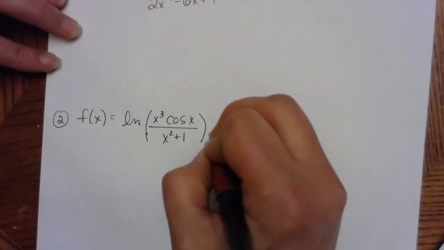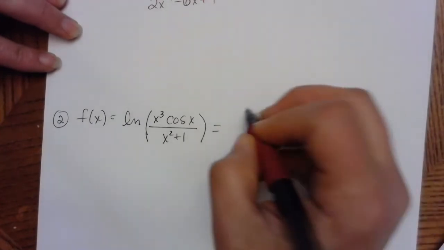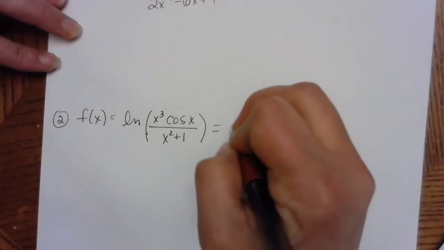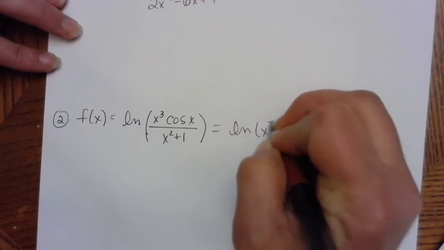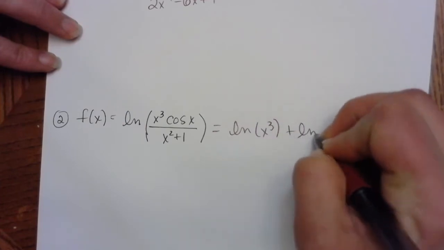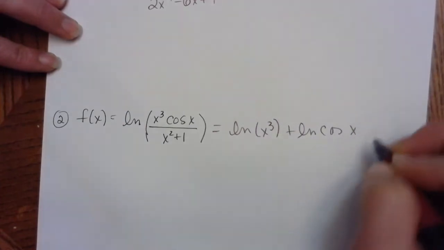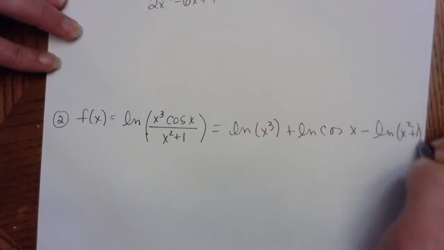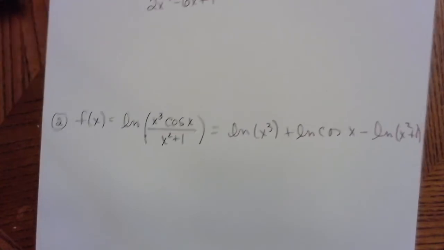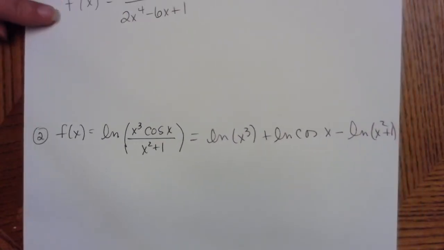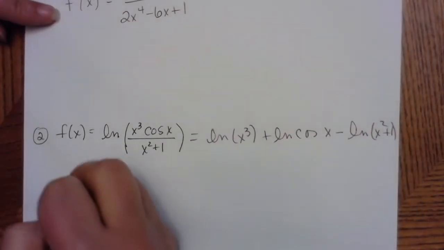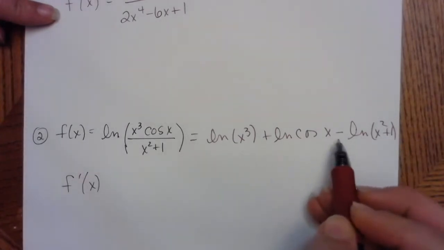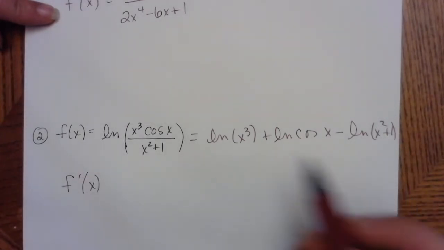So we can write this, I'm just rewriting it, I'm not doing the derivative now, as the natural log of x cubed plus the natural log of the cosine of x minus the natural log of x squared plus 1. Okay. Now this is going to allow me to do my derivative in smaller bite-sized steps. Now I have plus in between them all, so I can just do individual derivatives.